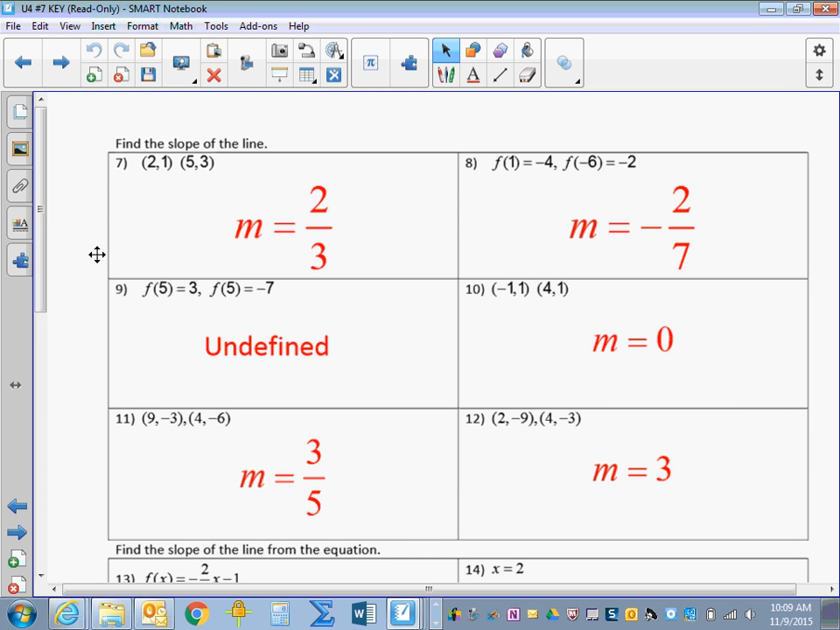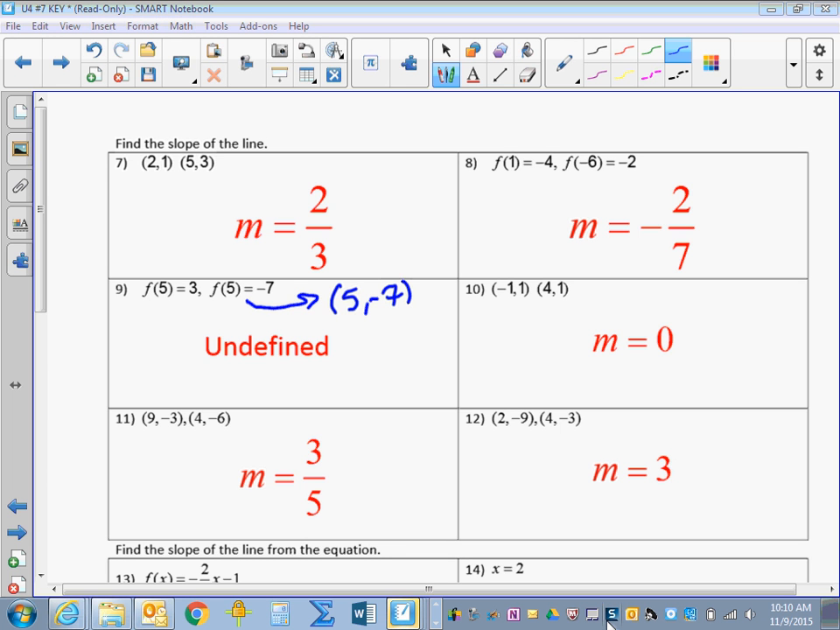What was your question, Jeff? If your zero is in your denominator. So my 2 points that I have here are 5, negative 7 and 5, 3. When I subtract, remember we subtract the y's first. This is my first point, and this is my second point. So I do my second y minus the first, and then my second x minus the first. Here I end up getting a 0 in my denominator. Anytime your 0 is under that bar, it's undefined.